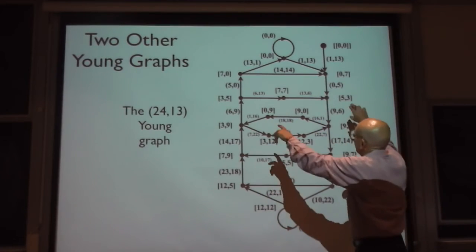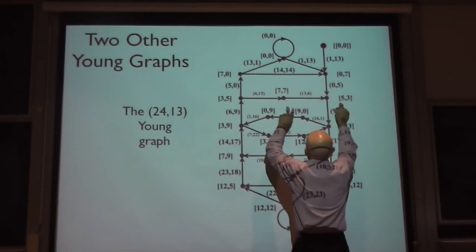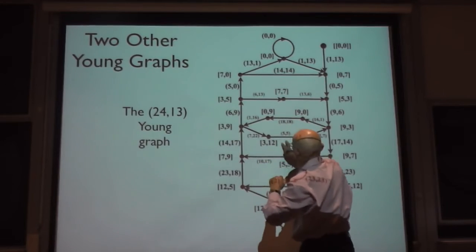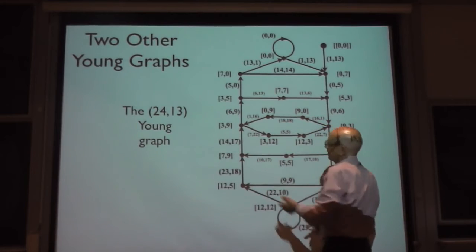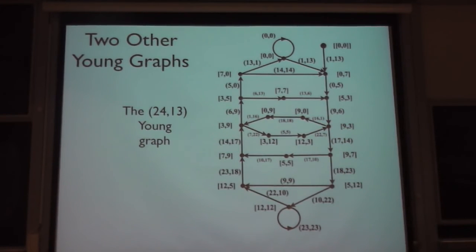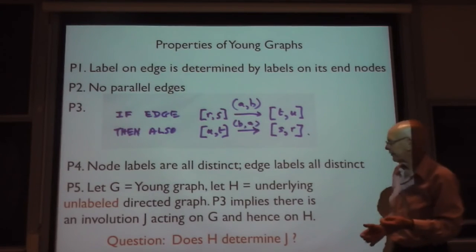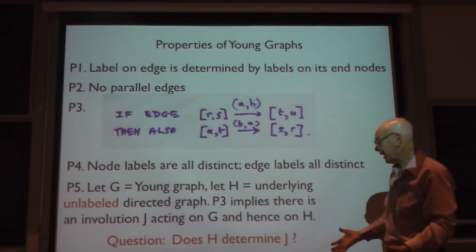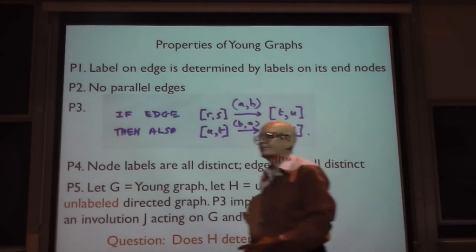This is the Young graph. If you switch the node labels, so 5.3 to 3.5, anything with identical node labels is on the axis, and there's a symmetry that swaps the two sides. What I don't know is whether it's possible to have two different Young graphs that have different pivot nodes, but have the same underlying directed graph. I don't know. All right, I'll stop there.